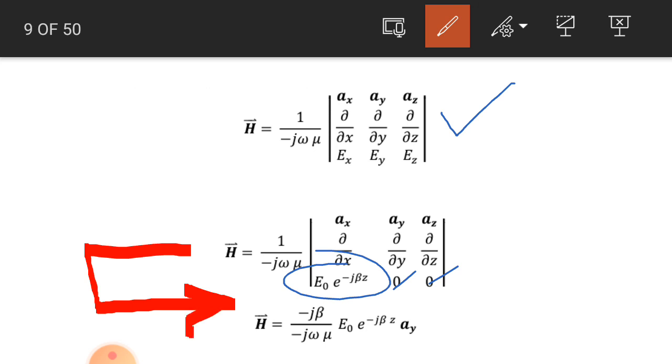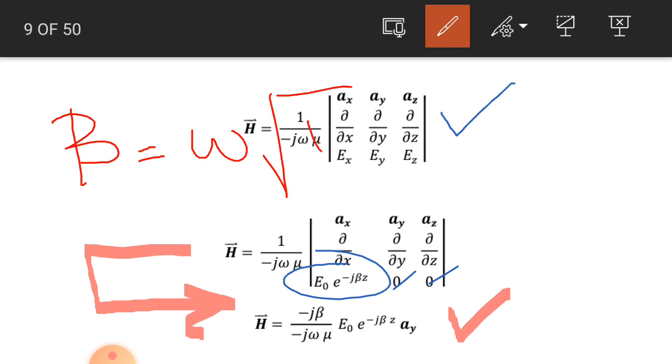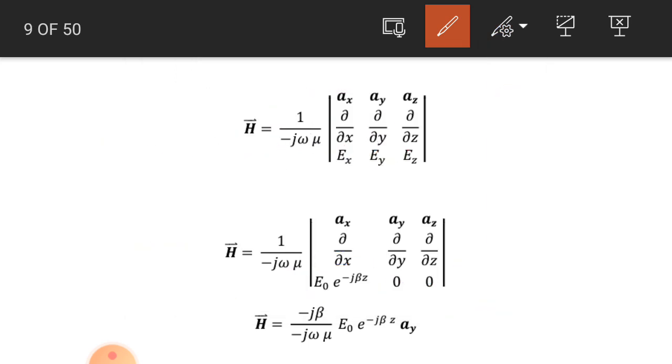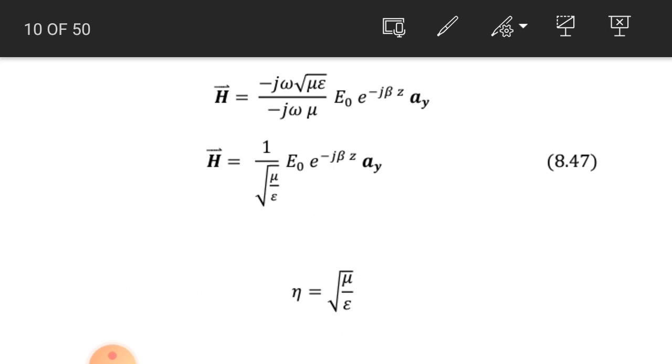The phasor value of the magnetic field intensity is equal to minus j beta by minus j omega mu E naught e raised to power minus j beta z ay. So this is the phasor value of the magnetic field intensity in the lossless dielectric medium. And we put the value of beta in this particular equation. We know that beta is basically equal to omega under root mu epsilon. So let us put the value of beta on the right hand side of this particular equation.